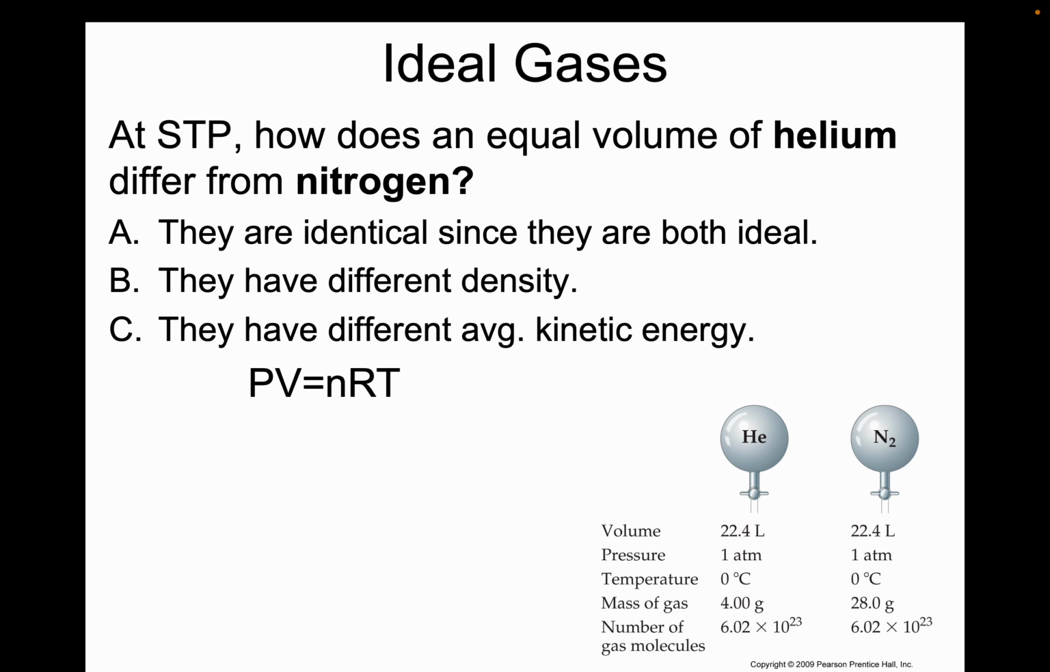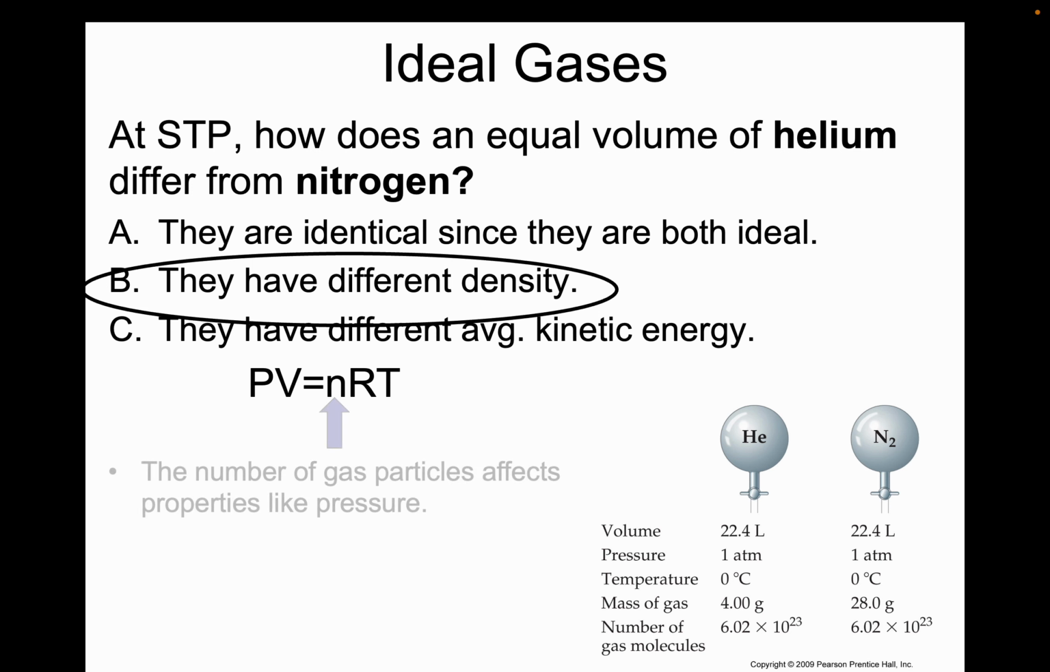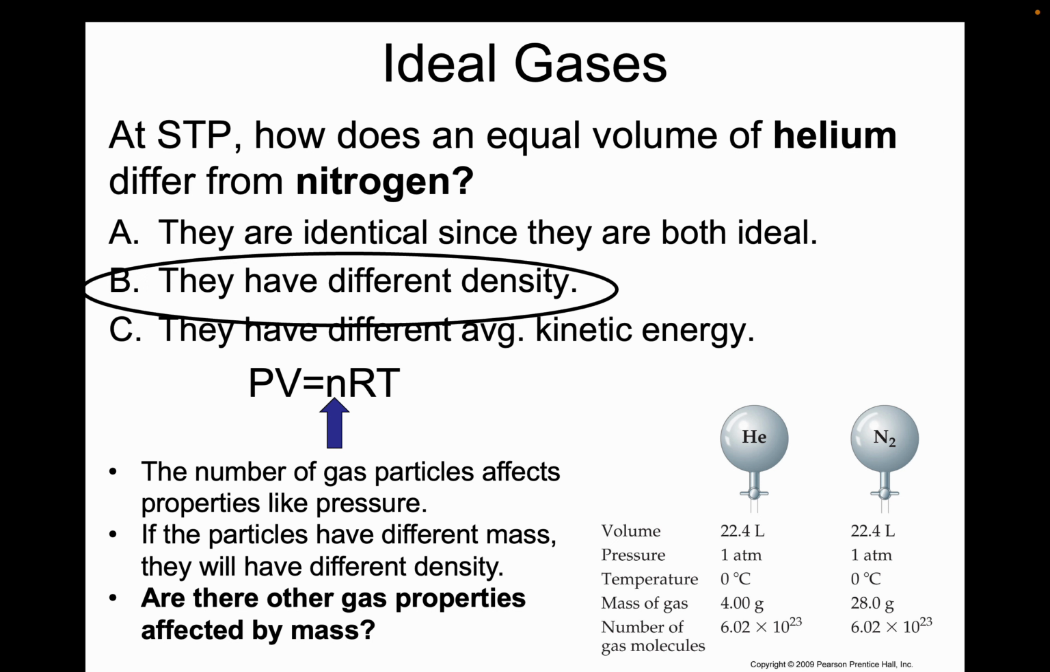We saw last time that if we use the expression PV equals nRT describing an ideal gas, at standard temperature and pressure, 1 atmosphere, 0 degrees Celsius, they would have an equal volume, corresponding to the same number of particles, the same number of helium or nitrogen, and that resulting volume would be 22.4 liters. They would have different density, however, because even though they have the same number of particles, those particles have a different mass. It's the number of gas particles that affects a property like the pressure. If they have different mass, they would have a different density.